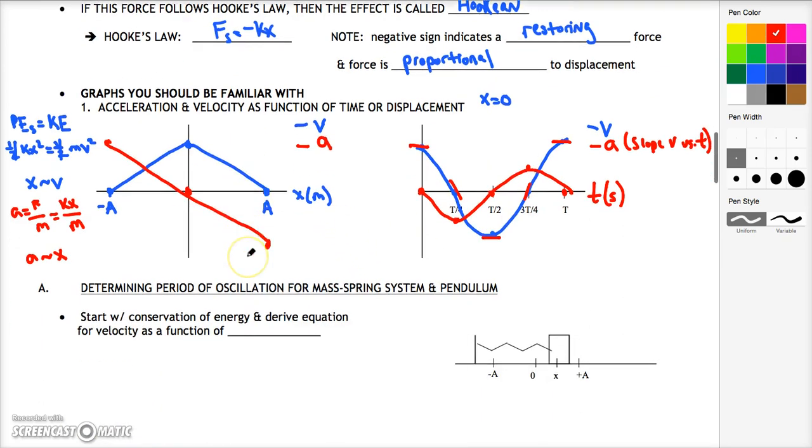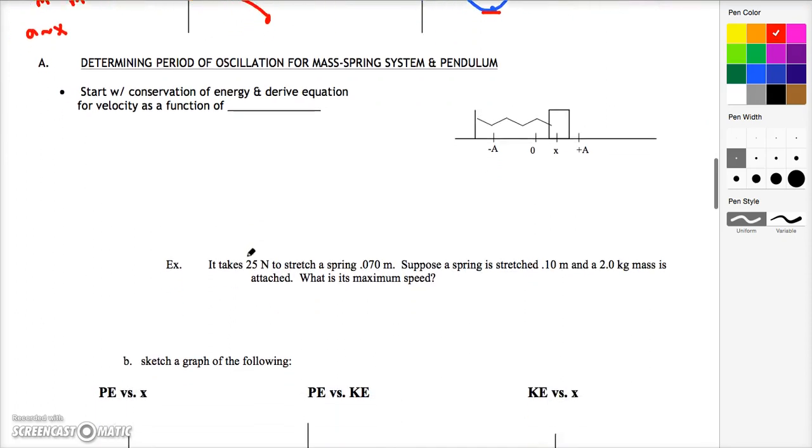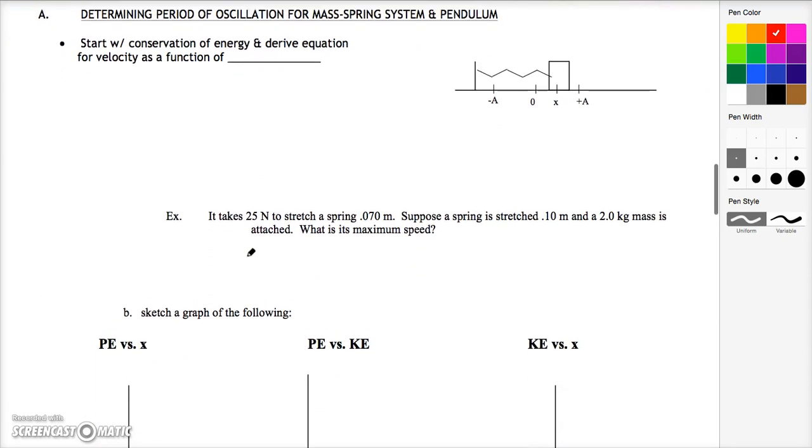Okay, so let's derive an expression for velocity as a function of position, keeping the graphs in mind. So we're going to do two cases. Case 1, we want to figure out when the speed is a max. So we know that if we have this block oscillating between positive A and negative A, when the position is 0 in the middle, it's going to be at its maximum speed.